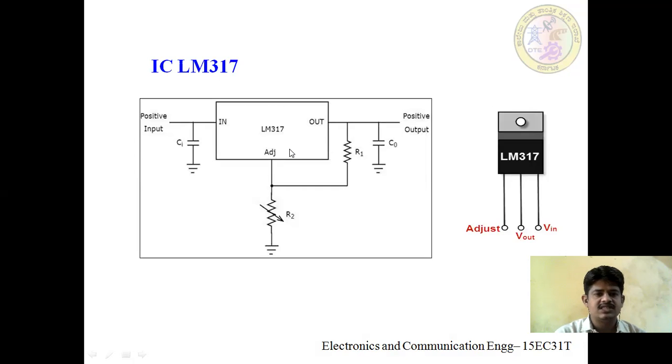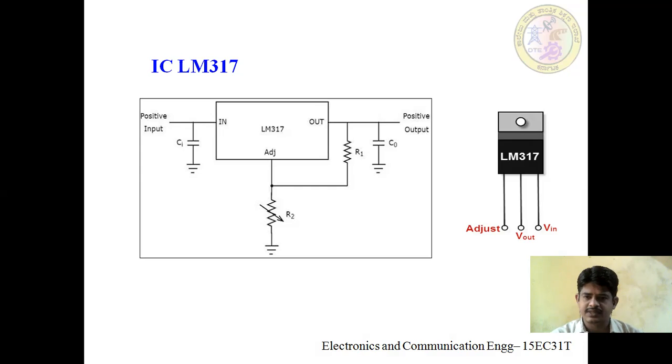Now IC number 3, LM317. Earlier we discussed the classification as adjustable voltage regulator, where we can change the output voltage. Till now we have discussed the fixed type, where you can obtain only a fixed value. If I want a variable or adjustable voltage, then I have to go for this kind of IC. So the LM317 is an adjustable voltage regulator. This is its diagram, and this is its IC pin configuration. It also has 3 pins: one is V in, one is V out, and the third one is adjust.